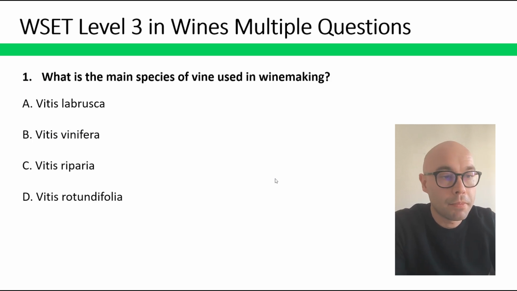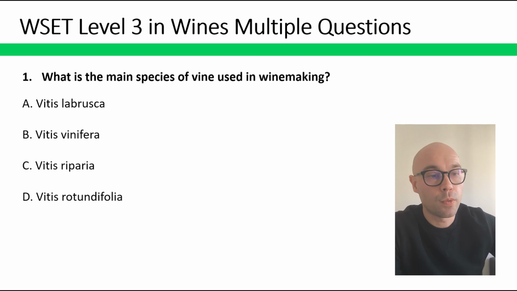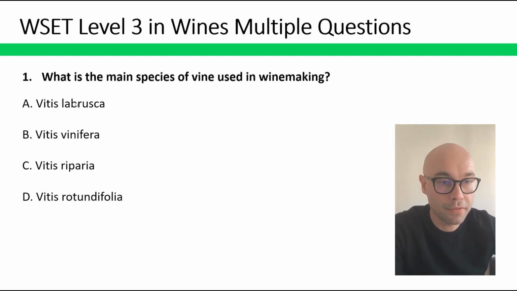Question number 1, what is the main species of vine used in winemaking? Vitis labrusca, vinifera, riparia, rotundifolia. The correct answer is B, Vitis vinifera.